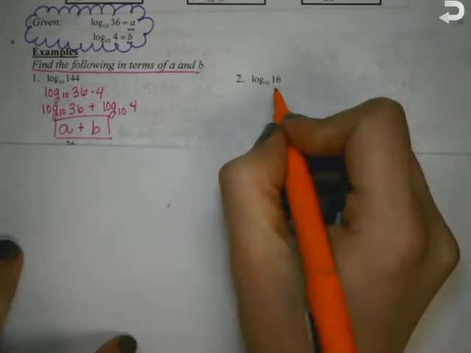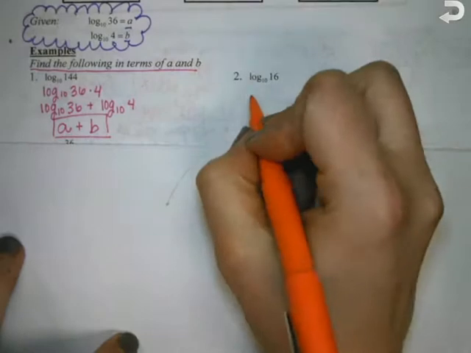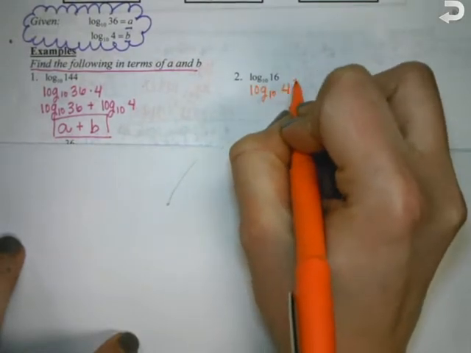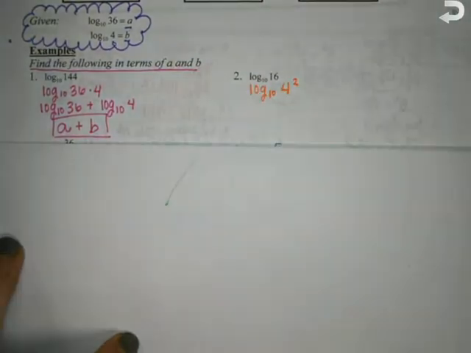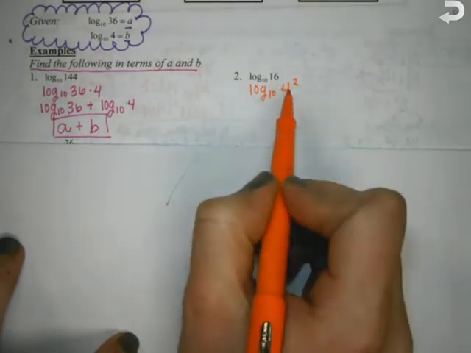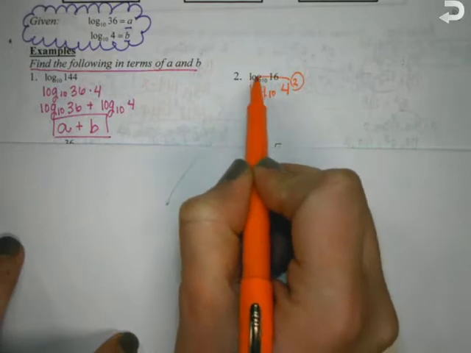So let's do number 2. Log base 10 of 16. How could I rewrite that in terms of 36 or 4? Log base 10 of 4 times 4, or couldn't we even do 4 to the second? You will get the same answer either way. Okay? So what rule is this one? Power rule. So before we go on, let's bring that 2 out to the front.